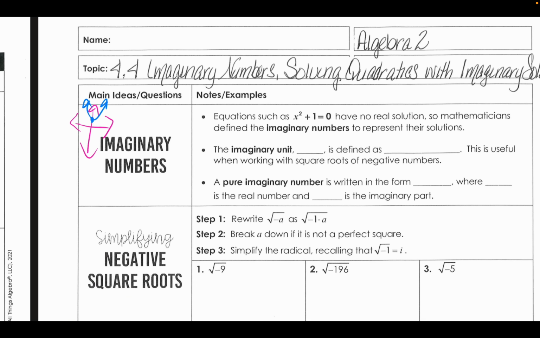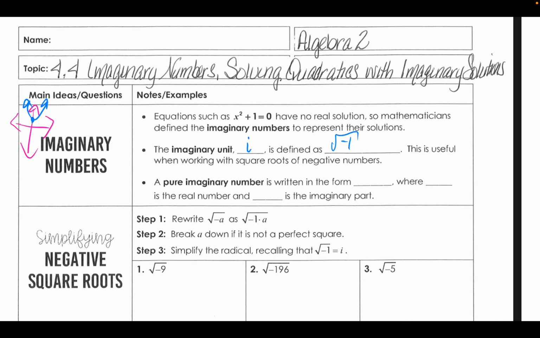But in order to do this, we have to enter into a new system of numbers, a new set of numbers called the imaginary numbers. And so the imaginary unit, which we call i, to shorten up the name imaginary, because writing out imaginary is quite long, is defined as the square root of -1. So whenever we see i, we are referring to the square root of -1. And whenever we see the square root of -1, we will rewrite it as i to help us. This is really useful for working with square roots of negative numbers.